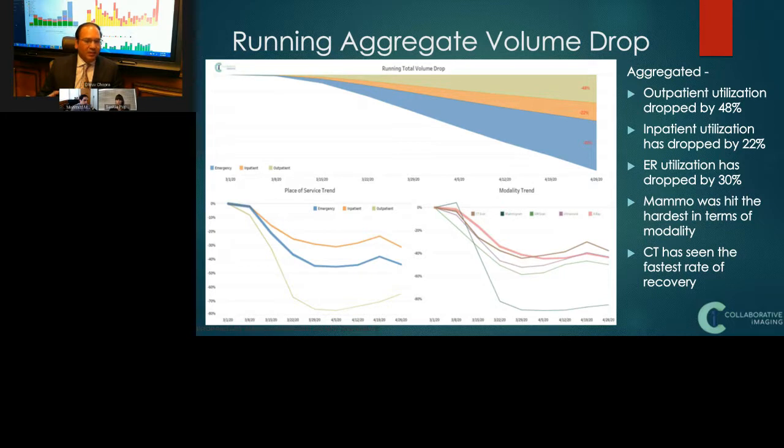If you look at it by modality on the third chart on the bottom right, you can see mammograms are the ones that have taken the biggest hit. And these are mammogram screening studies that patients are deferring or delaying as a whole. Interestingly, you can see CTs have started to rise since April 18th to April 24th. We have seen a pickup in the CT volume, but everything else is still not really increasing over time.